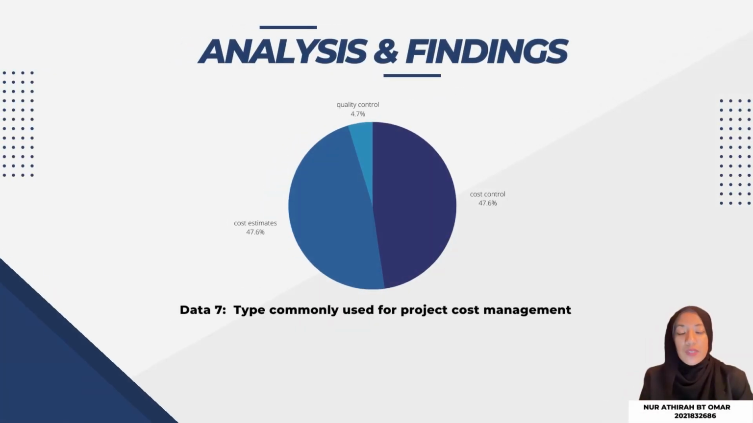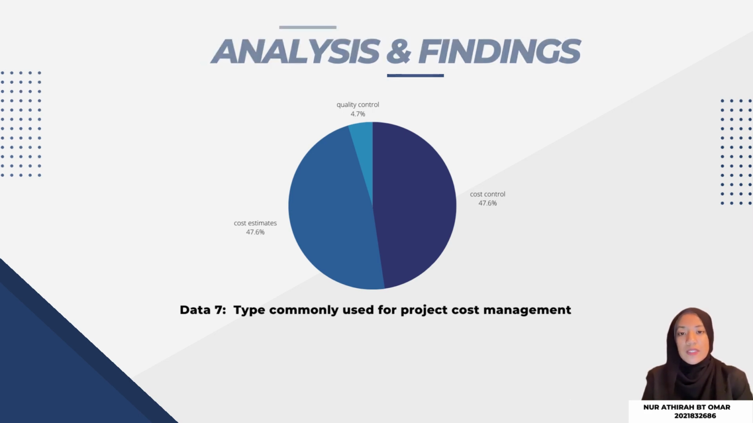For the last survey question that we included in the Google Form, it is the type commonly used for project cost management when using this software. Based on data 7 above, 43.5% of respondents use this software in cost control, and also 43.5% of respondents use this software in cost estimate. Compared to the other respondents, only 4.3% use this software in quality control. And that's all for analysis and findings. I will pass this slide to Haris.